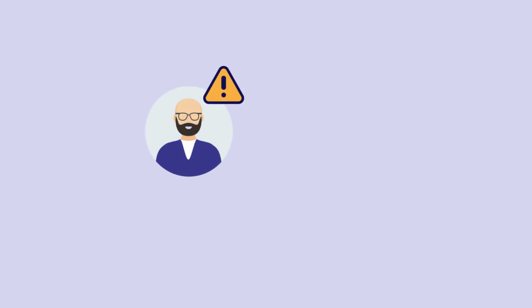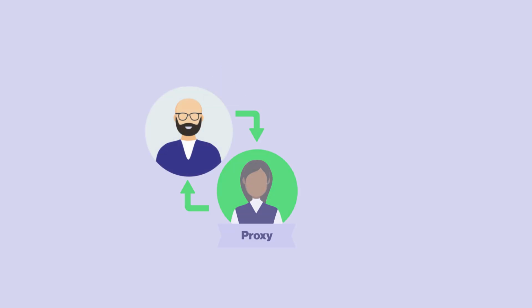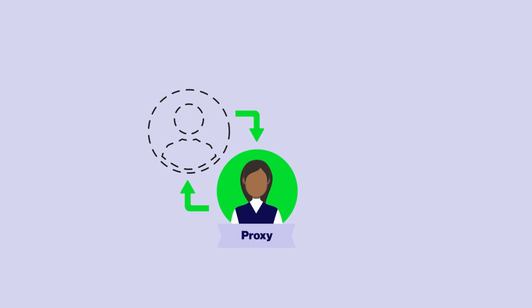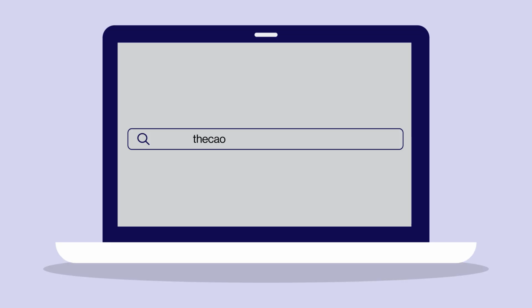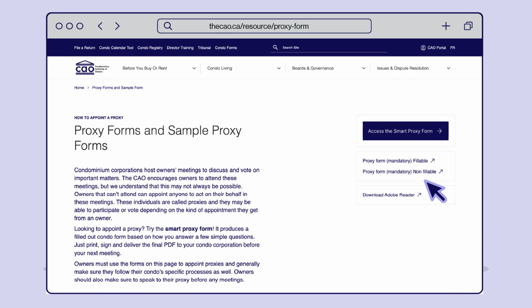That's okay. Did you know you can appoint a representative or a proxy to attend the meeting and vote on your behalf? You can use CAO's Smart Proxy form to do this easily. Here's how to use the form. Click on Access the Smart Proxy form on CAO's Proxy form webpage.